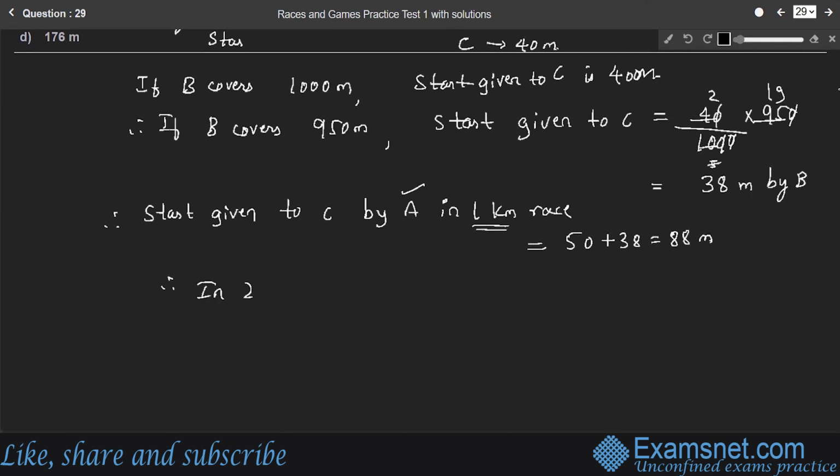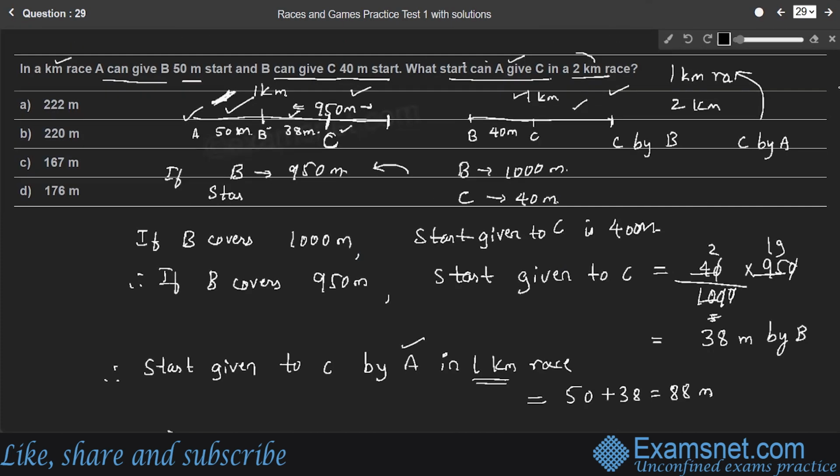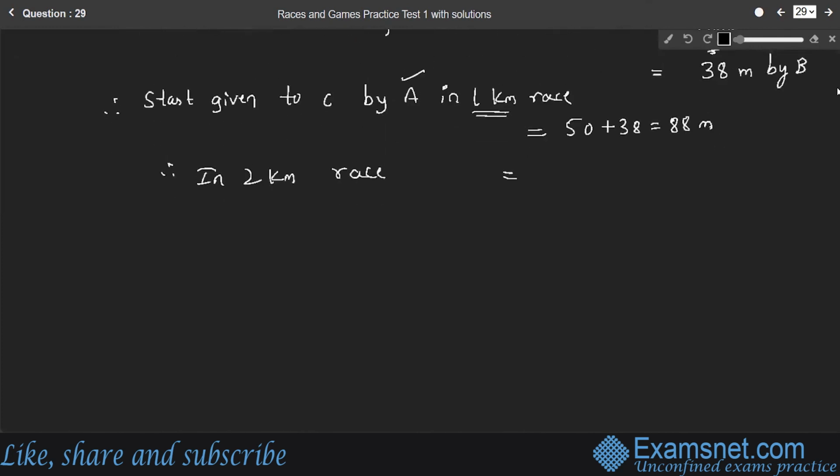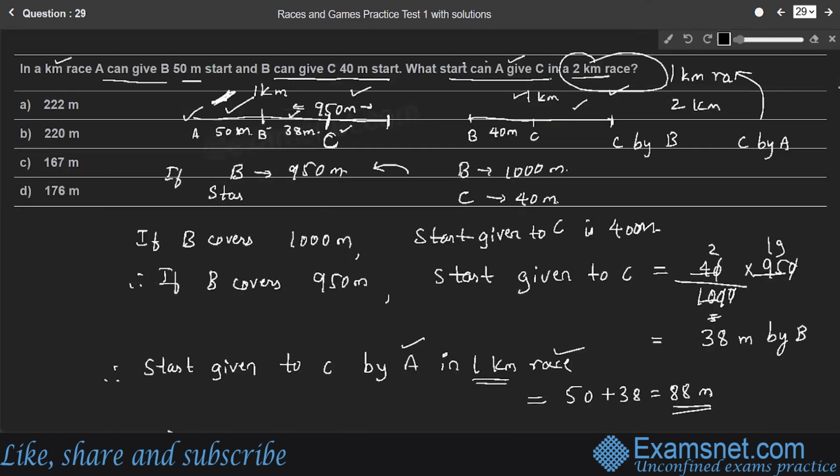Therefore, in 2 kilometer race, the question is asked, in 2 kilometer race, what was the start given to C by A? So start given to C by A is 88 into 2. In 1 kilometer race, it was 88. Therefore, in 2 kilometer race, into 2, which is 176 meter. Right? Therefore, option D is the right answer.